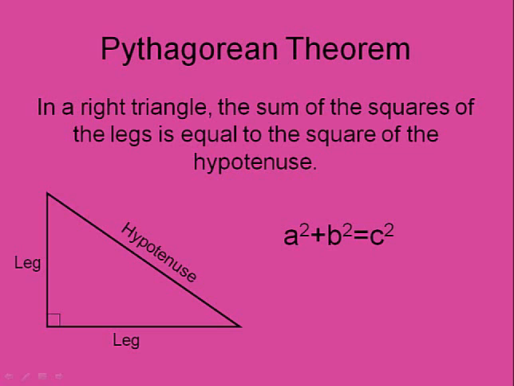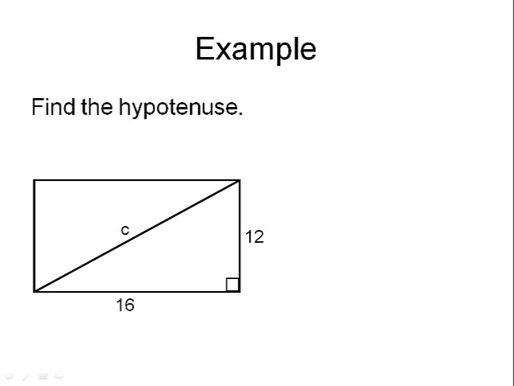Now you're all familiar with the Pythagorean Theorem, and here it says in a right triangle the sum of the squares of the legs is equal to the square of the hypotenuse. And you all know this as a squared plus b squared is equal to c squared, where c has to be the length of the hypotenuse and a and b could be either leg.